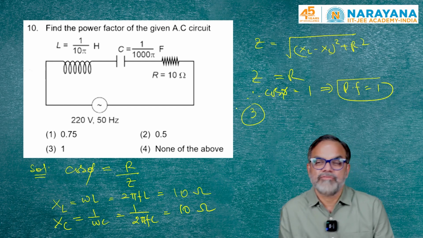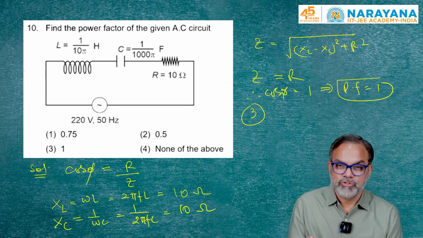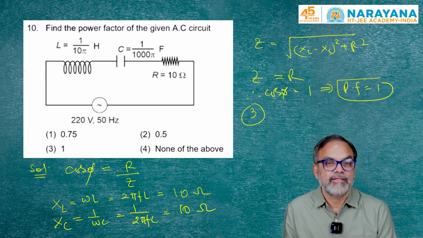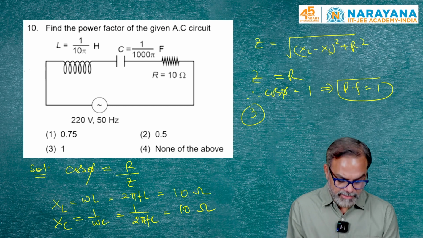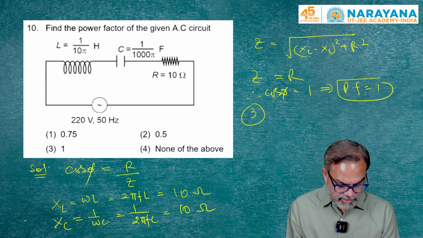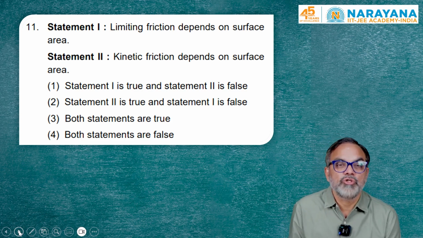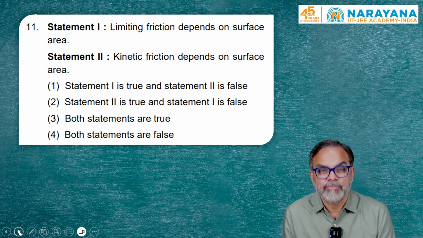A simple straightforward question. I don't find any challenging question over here. The entire physics paper in the second shift particularly was very easy. Most of the time it was formula based, put in the value and get the answer sort of thing. All simple situations. Now again we have a theoretical question where we are given statement 1 and statement 2, and we have to comment about it.